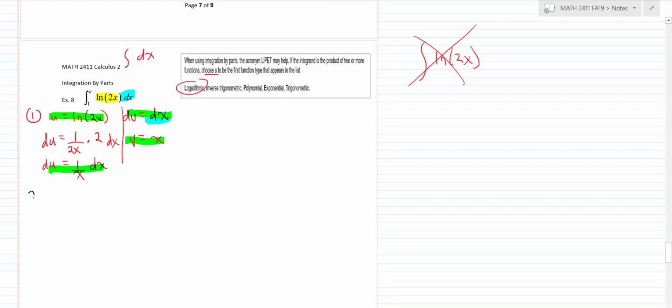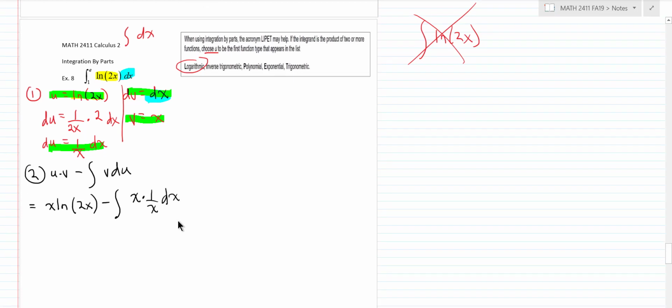Okay, so now we're ready to put this in the parts formula, which is u times v minus the integral of v du. So when we do this, we have u times v, that is x ln of 2x, minus the integral of v du. So that would be x times 1 over x dx like this. All right, and we're just going to work this out. Now I'm just working out the definite integral right now.